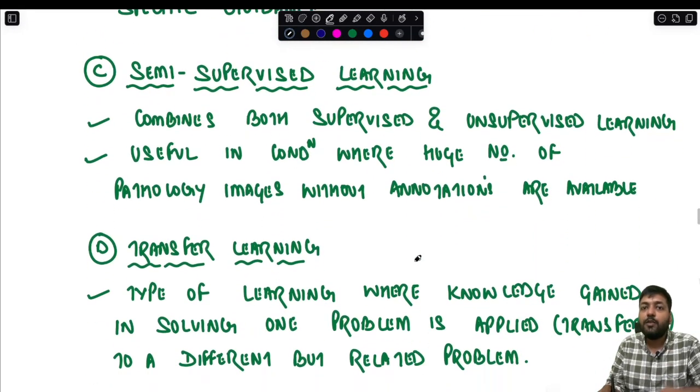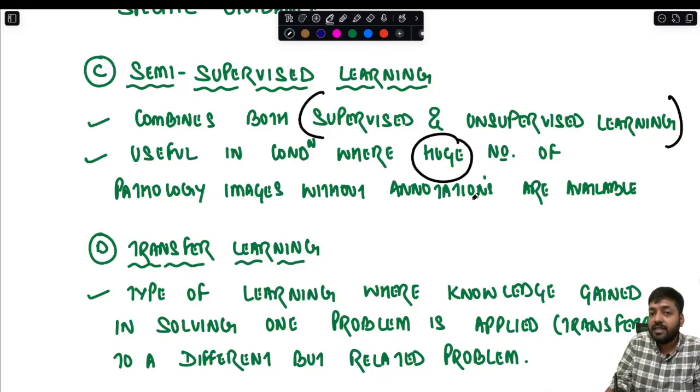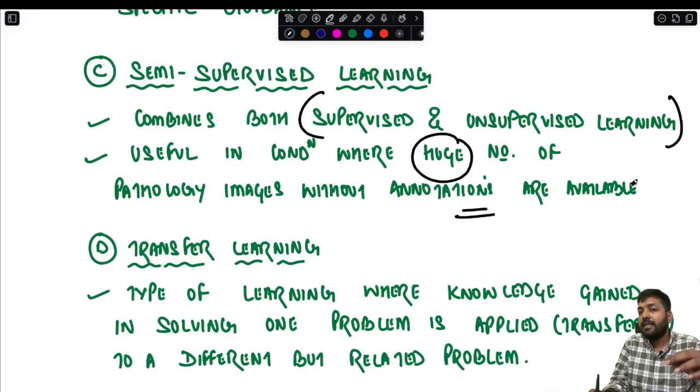Then there is semi-supervised learning. As you understand, over here we are combining both supervised and unsupervised learning. It is useful in conditions where there is a huge number of pathology images but without any labelings or annotations. So where a huge number of images are there but they do not have any kind of label, in those situations semi-supervised learning is applicable.